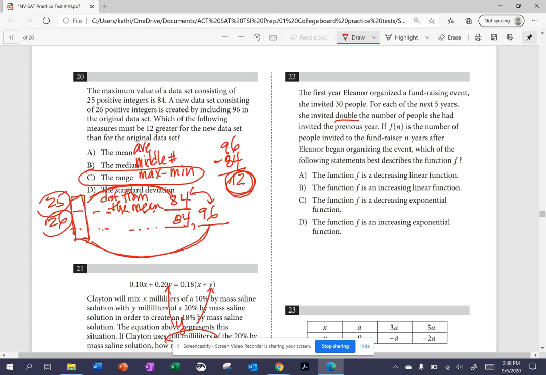So I know this is exponential because I'm multiplying. So doubling is multiplying. I'm inviting more people, so I'm not decreasing. It's not linear. And I'm not decreasing. So I have an exponential and I'm increasing.